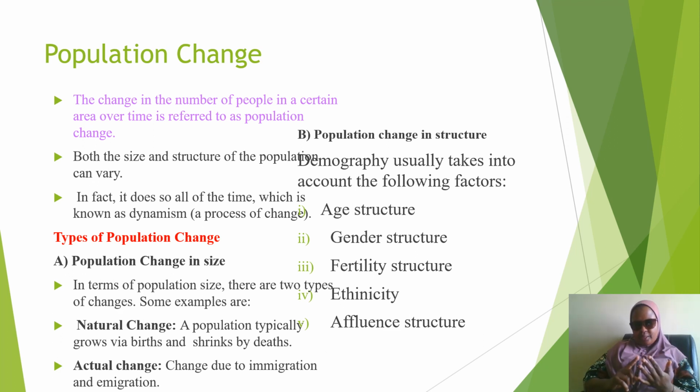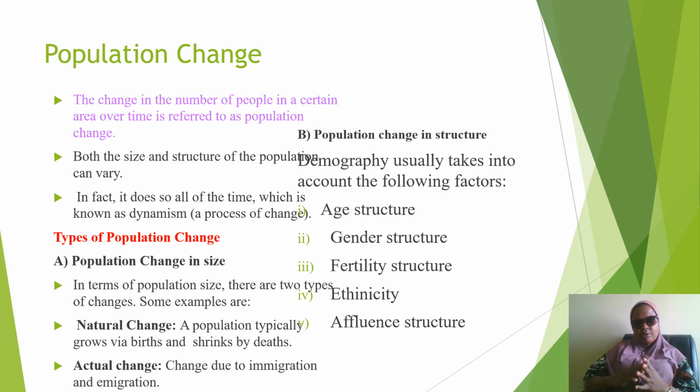So if death is more than birth, if the death rate is more than the birth rate, what happens? The population declines. However, if the birth rate is more than the death rate, the population increases.